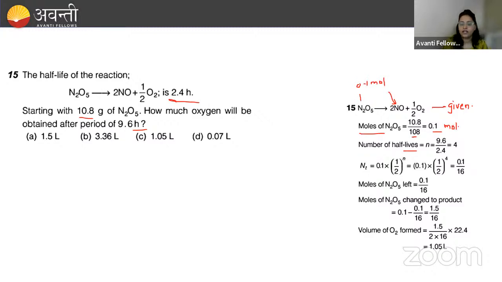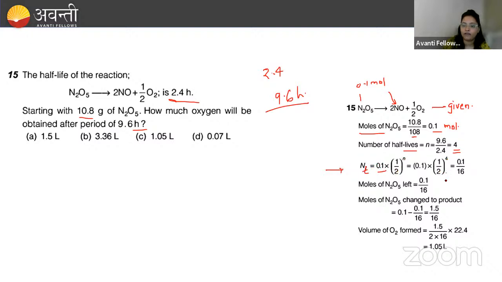Number of half lives. If we need to pass out how many hours? 9.6 hours. So how many? 2.4 was its half life period. If we want to pass out 9.6 hours, how much will be the half lives we need to pass? 4 half lives we need to pass. So the number of moles of a given molecule at time t will be what? 0.1 moles into 1 by 2 raised to n.